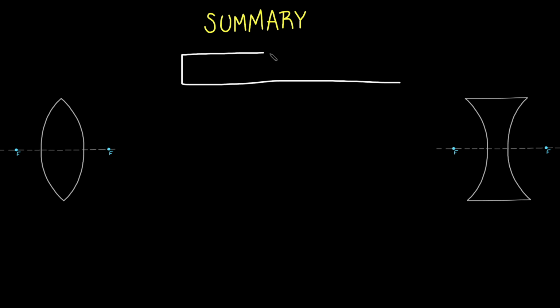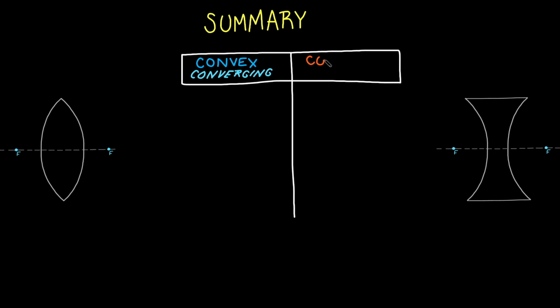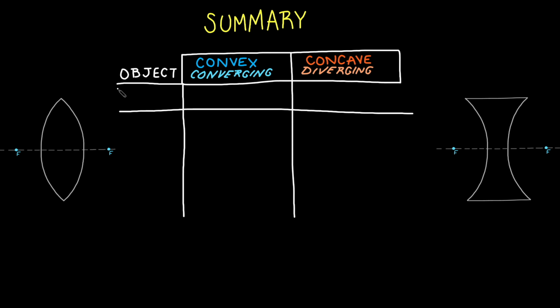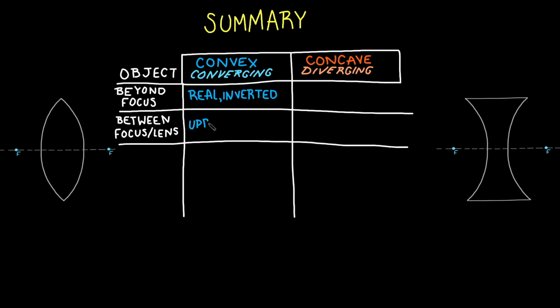We've discussed a lot of different scenarios without even throwing numbers into the mix, so I want to take a moment to summarize everything we've discussed. We have two main types of lenses: convex converging lenses and concave diverging lenses. If I place an object beyond the focus of a convex lens, a real inverted image will form. If I place the object between the focus and the lens, an upright virtual image will form. For both cases with a concave lens, an upright virtual image will form.